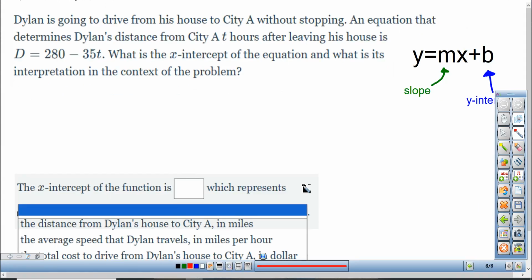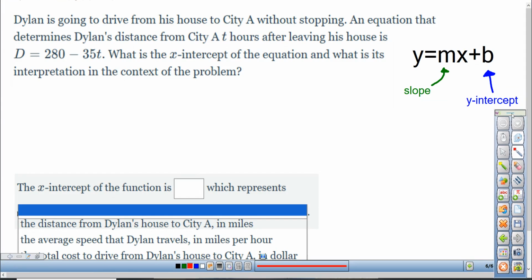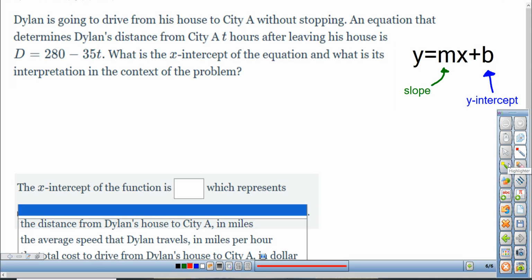Okay, so this one does take a little more calculation to answer. I have not calculated it yet, so I don't know the answer, but I'm aware of the trouble that it presents. So Dylan is going to drive from his house to city A without stopping. That's important only for the sake of this continuing to be a line. An equation that determines Dylan's distance from city A, which is represented by the letter D here, at T hours after leaving his house. So T is the number of hours he's been driving on this trip.